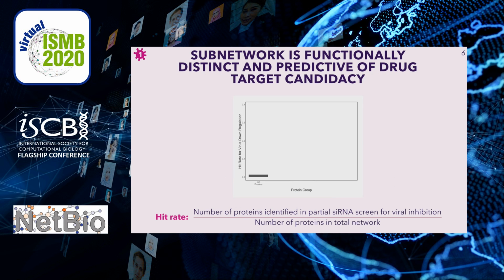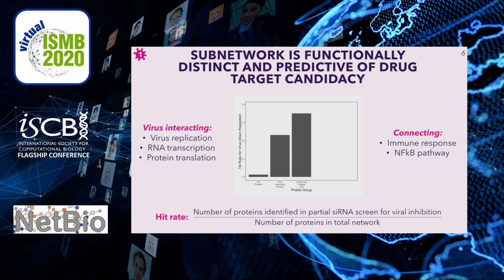So we define this hit rate of enrichment, and we look at all proteins which have a very low hit rate, maybe 0.02. When we look at this traditional group of virus-interacting proteins having to do with transcription, translation, we see the hit rate is about 0.23. But our new group of proteins, the connecting proteins, turns out that they have to do more with the immune response, particularly the NF-kappa B pathway, and their hit rate is even higher, 0.35.